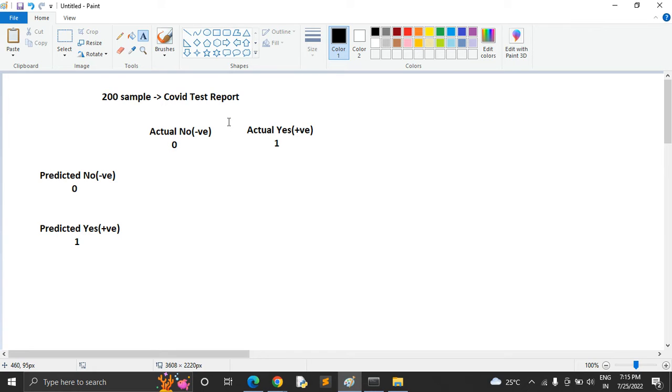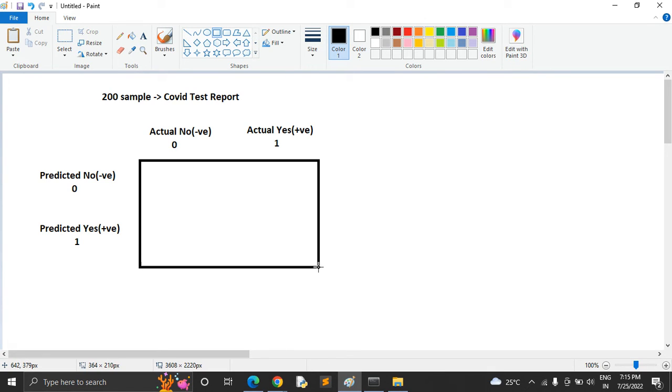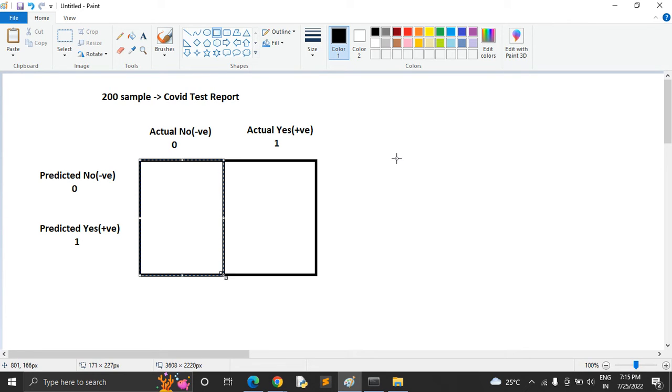All right, so let me create the square matrix or square table over here. So this is a square matrix. Then this is the first column for actual no, or actual negative. The second column belongs to actual yes or actual positive. The first row belongs to the model predicting that the patient doesn't have COVID. And the second row belongs to the model which says yes, the patients have COVID.